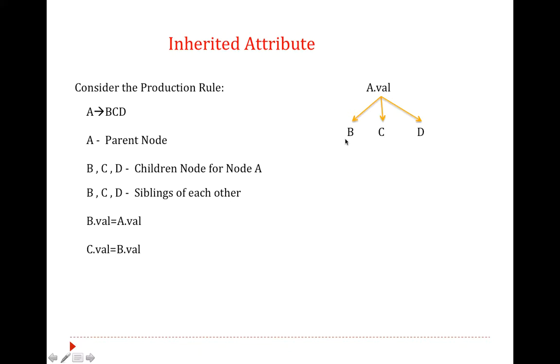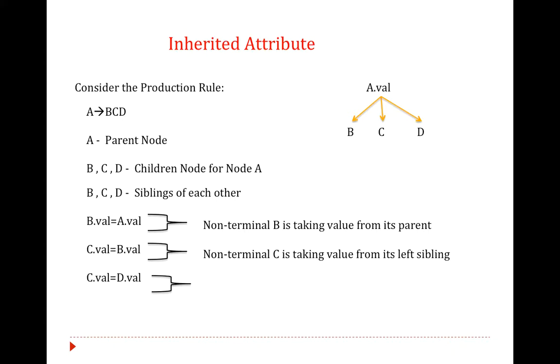C.val equal to B.val is using the left sibling, and C.val equal to D.val is using the right sibling. So B, C and D have inherited attributes. B is computed using the parent, and C is computed using the left sibling and also using the right sibling.